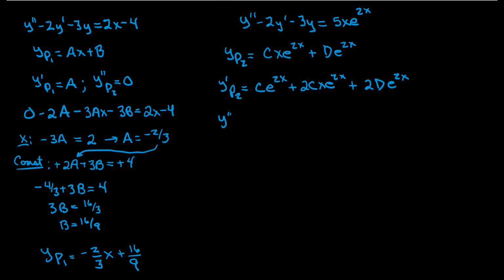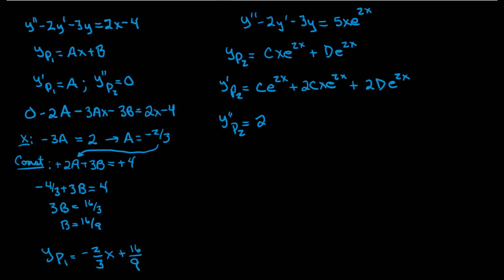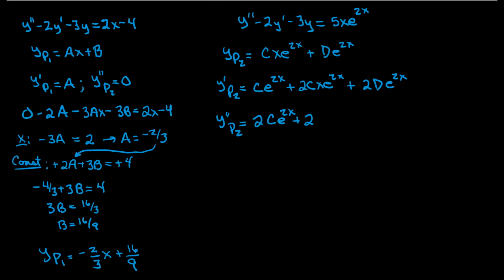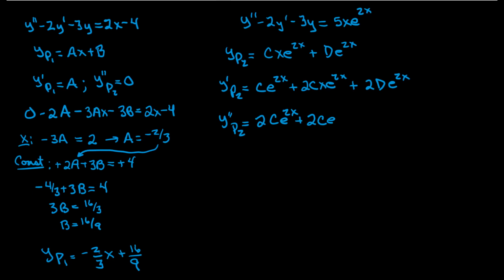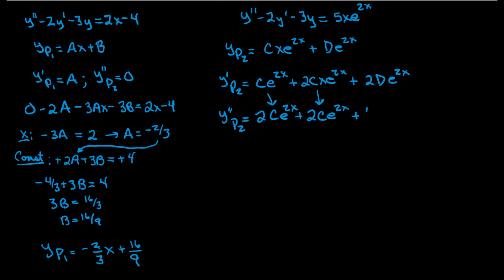The second derivative of this is going to wind up looking something like this. We have 2c e to the 2x plus 2c e to the 2x. This first one comes from here. This second term is the first part of the product rule on that second term. And then we're going to have a 4cx e to the 2x, and then plus 4d e to the 2x.